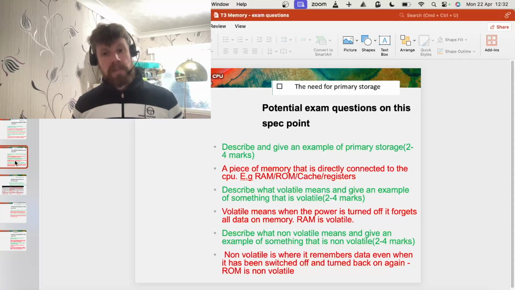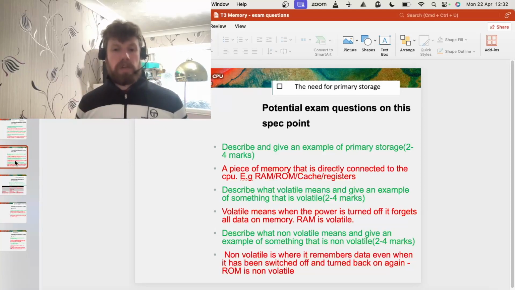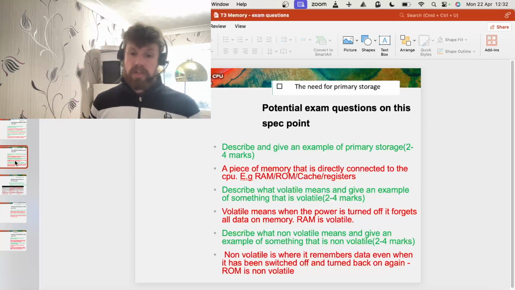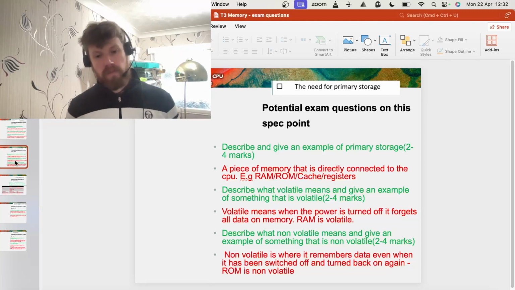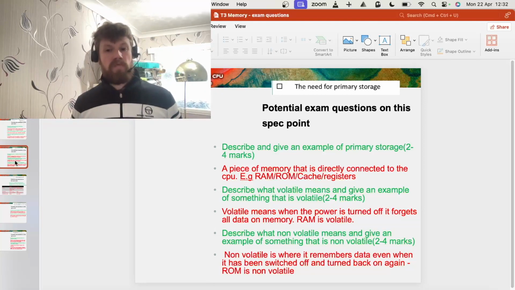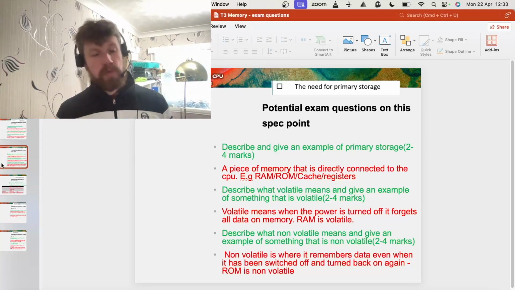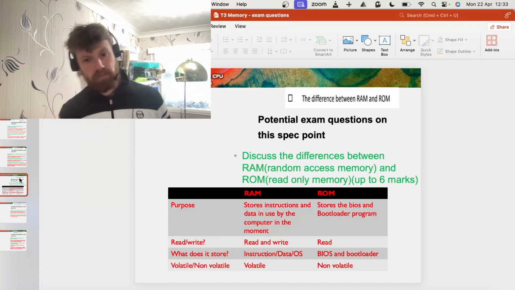Describe what volatile means and give an example of something that is volatile. Volatile means when the power is turned off, it forgets all data on the memory. RAM is an example of something that's volatile. The follow-on question is: describe what non-volatile means and give an example of something that is non-volatile. Non-volatile is where it remembers the data even when it has been switched off and turned back on again. ROM is non-volatile. Another example would be secondary storage, which we're probably going to do next lesson.